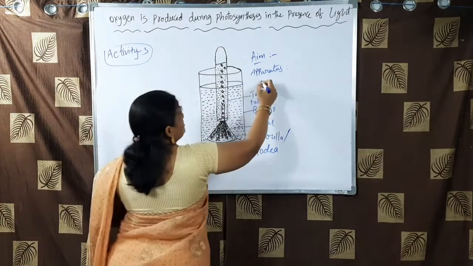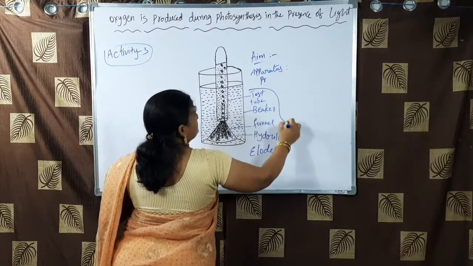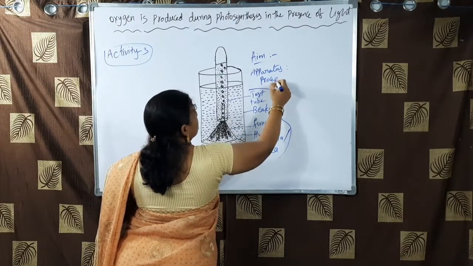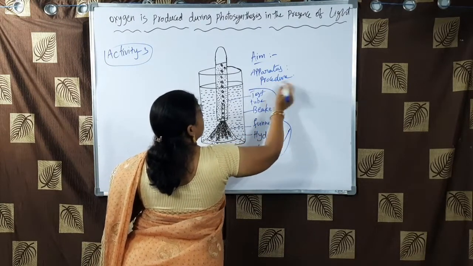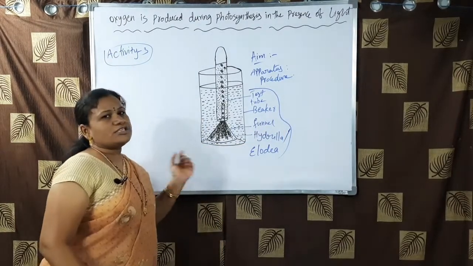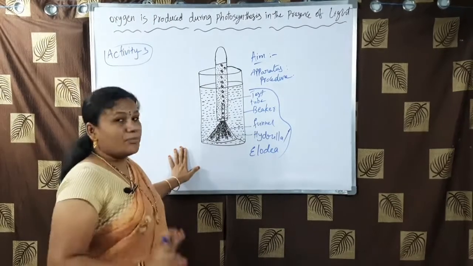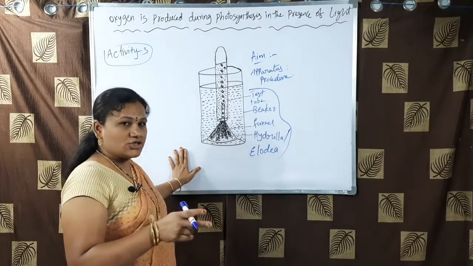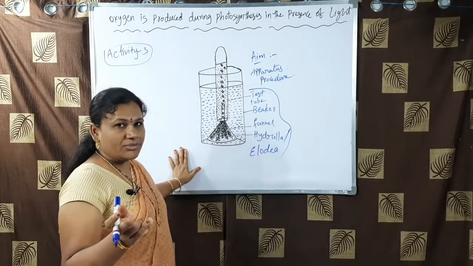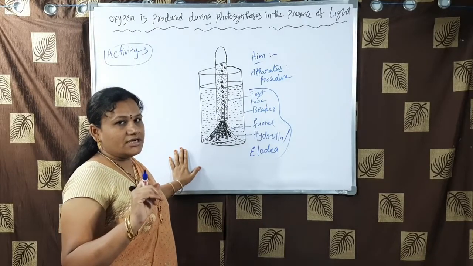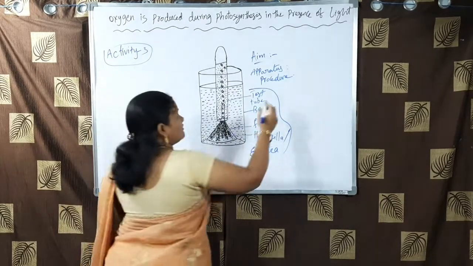Next one is the procedure. What is the procedure? Arrange this apparatus as shown in the figure. Make two identical sets. One set should be kept in sunlight, another set should be kept in dark for 2 to 3 hours.